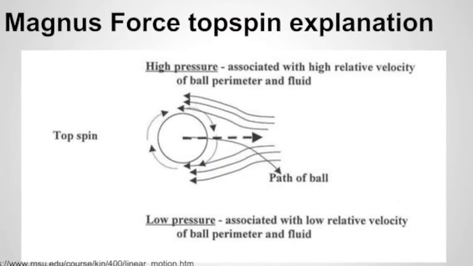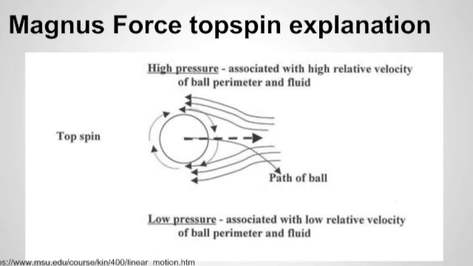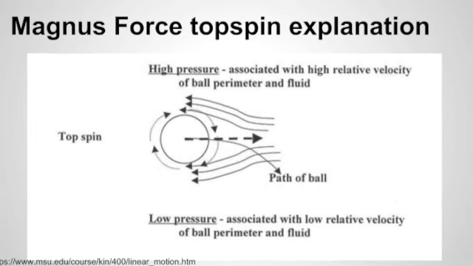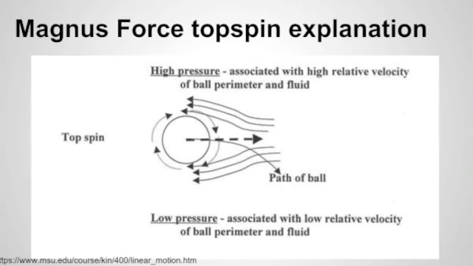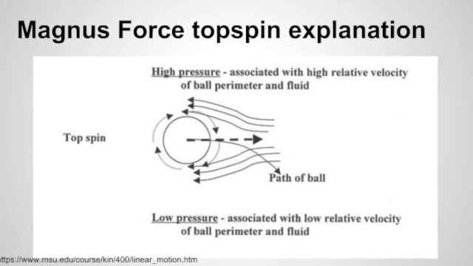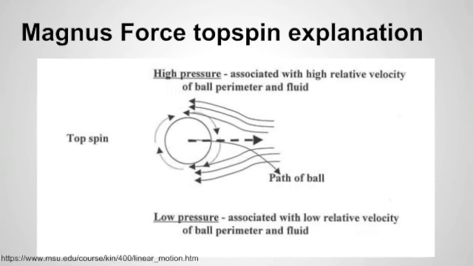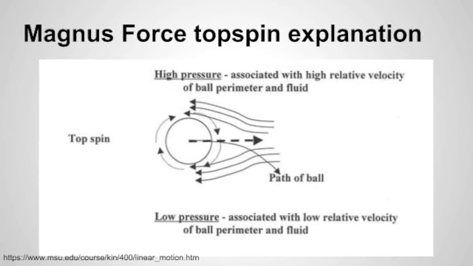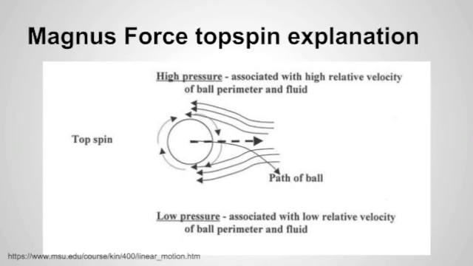A topspin shot is hit by sliding the racket up and over the ball as it is struck. This puts forward spin on the ball. As the ball moves forward through the air, the spin of the ball is going the opposite direction of the air on the top of the ball and going in the same direction of the air on the bottom of the ball. This creates a high pressure on top of the ball and low pressure under the ball, causing the ball to dip down.